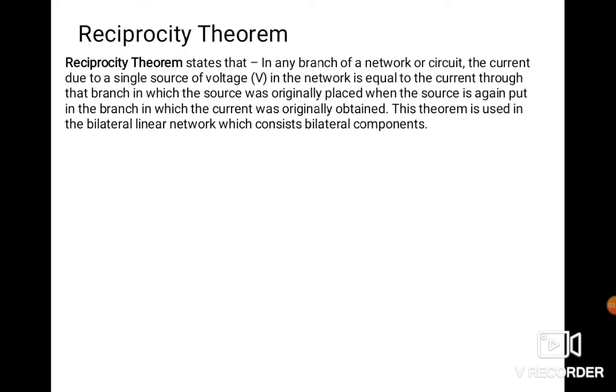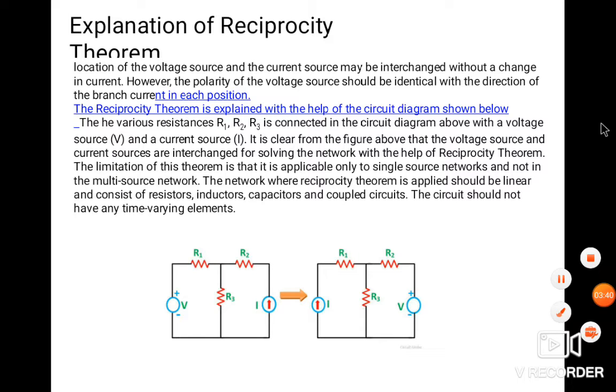And if we consider a two loop network, if two loops A and B of the reciprocal network N, and an identity voltage E. Let's go for further examples. The location of the voltage source and the current source might be interchanged without changing the current. This is all about the meaning of the reciprocity theorem.